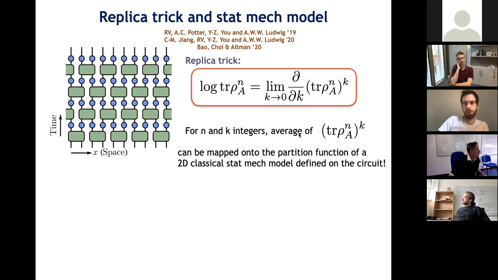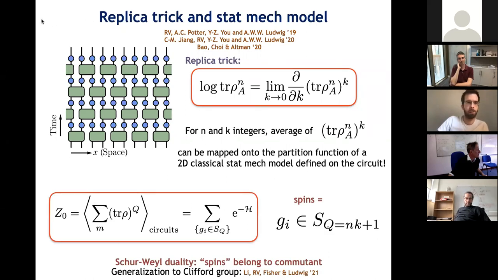Something I'm not going to show at all today is that you can actually do this average analytically, and again that would be the topic of another talk. You can have a look at those papers if you're interested, but you can average over circuits and measurement outcomes exactly quantities like powers of the trace of a density matrix. You can map this onto something that looks like a 2D classical stat-mech model, defined on some hexagonal graph. It's a very non-trivial mapping and it's not so important for what I'm going to say today.